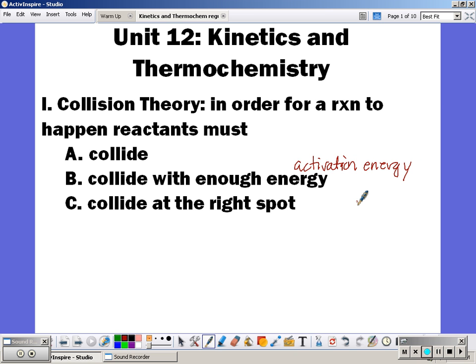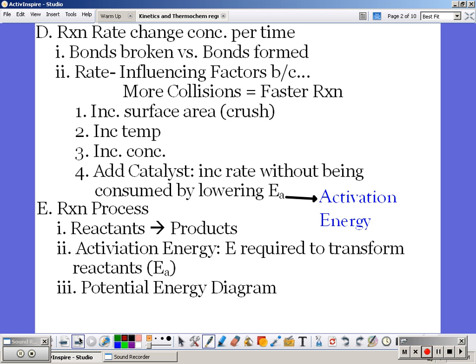And they have to collide at the right spot. So they have to hit each other just at the right orientation to cause the reaction to occur. Reaction rate is the change in concentration per time. So you have bonds broken versus bonds formed. You have to first break the bonds of the reactants and then put them back together as products.